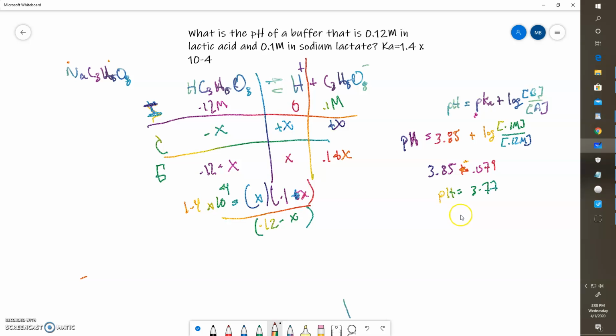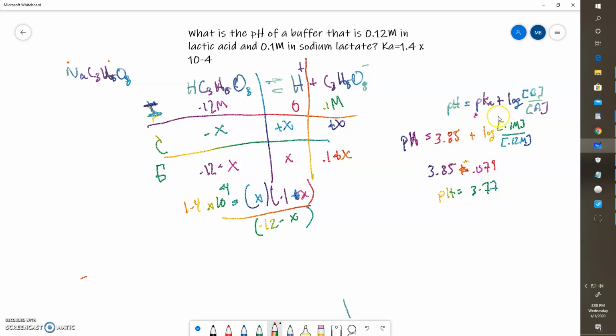All right, to recap, with the buffer system, you can go ahead and solve it the long way, and it's going to take you a little bit longer. Maybe those fancy graphing calculators you guys have will make it easy. But if you use this equation, pH equals pKa plus the log of the base over the acid, you end up with the pH. So the pKa is the negative log of the Ka, add to that the log of the base divided by the acid, and that's going to give you your pH.